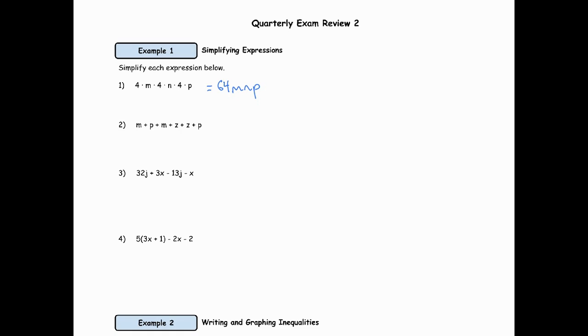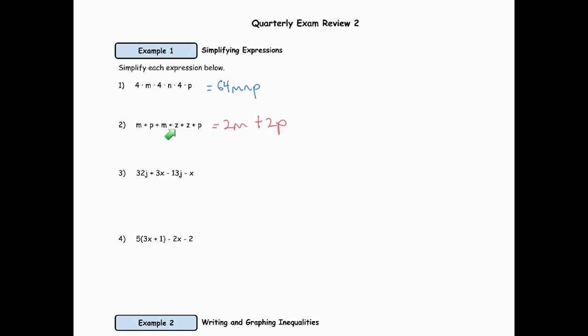In number 2, we have an addition expression here. So what we can do is look for any terms that are similar, that we can combine, like the two m's here. We have m and m, and notice the second m is being added. So even though it's after the p, the only thing that we can add that to is the first m. So m plus m would be 2m. And then we could do the same thing with the p terms. We have a p and a second p, and that's being added as well. So we'll have plus 2p.